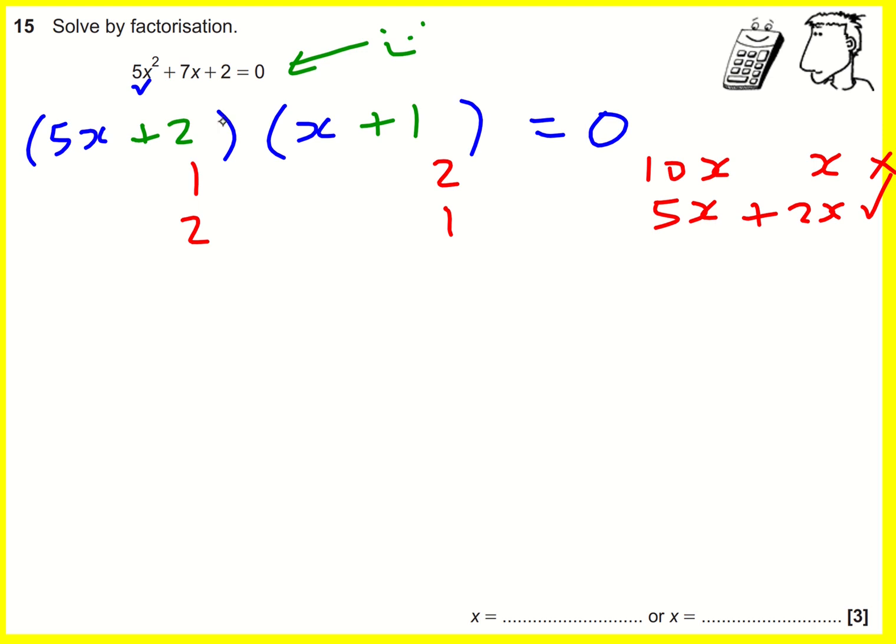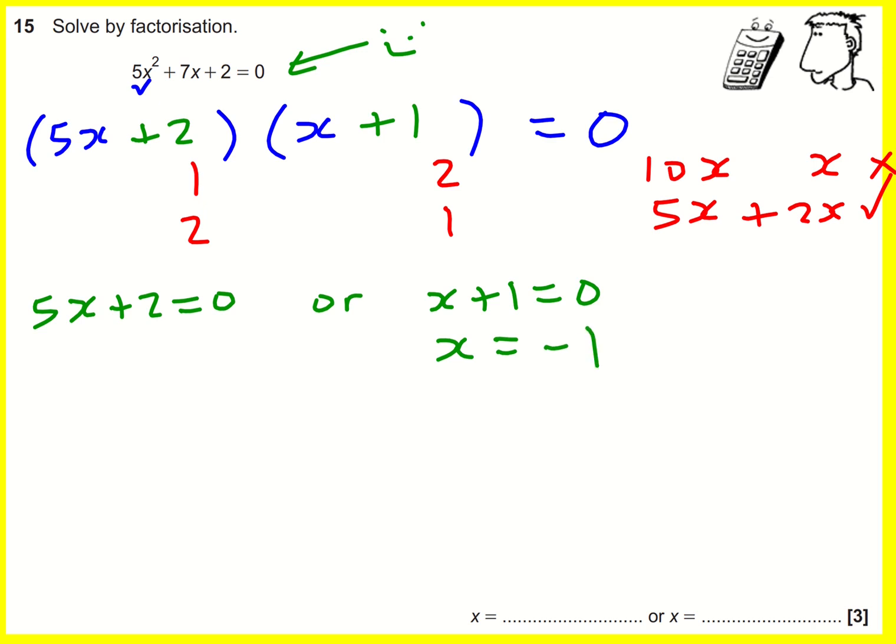To solve two things multiplied together to give 0, it must either be that this bracket is equal to 0, 5x plus 2 equals 0, or x plus 1 equals 0. It's quite standard to solve this by just taking the negative of the answer, but it's also important to understand why. I'm going to get x equals minus 1.